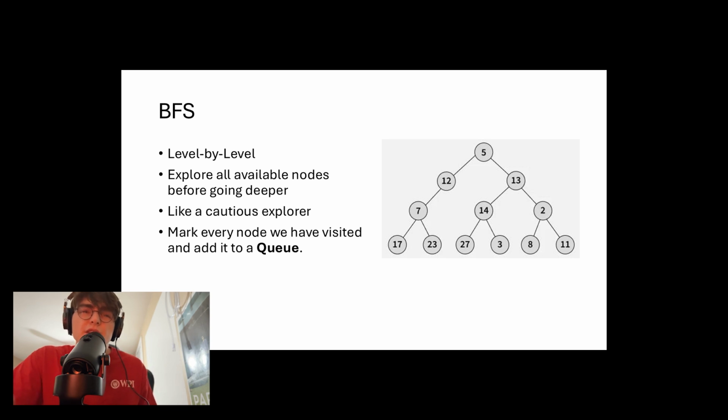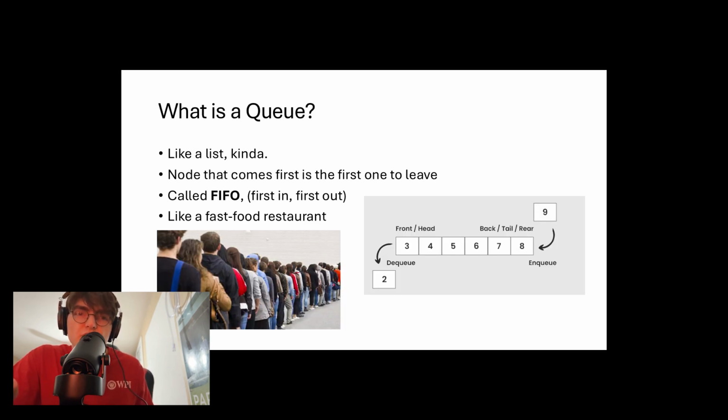In the BFS algorithm, we mark every node that we have visited and add it to something called a queue. A queue is a data structure that's like a list, right?